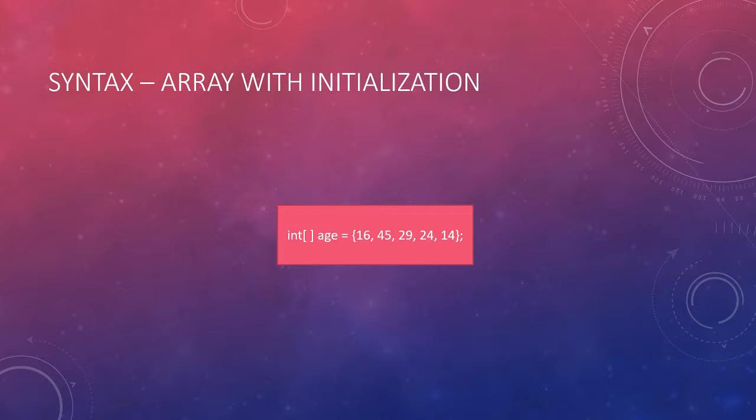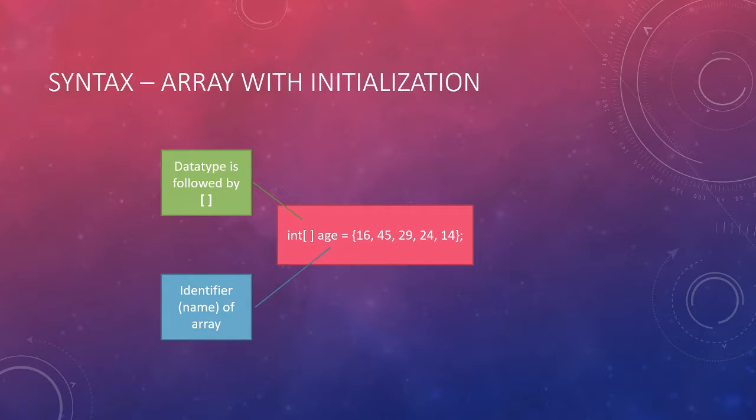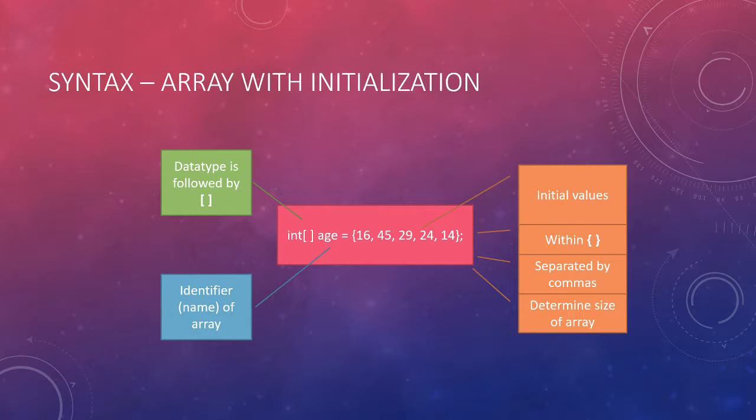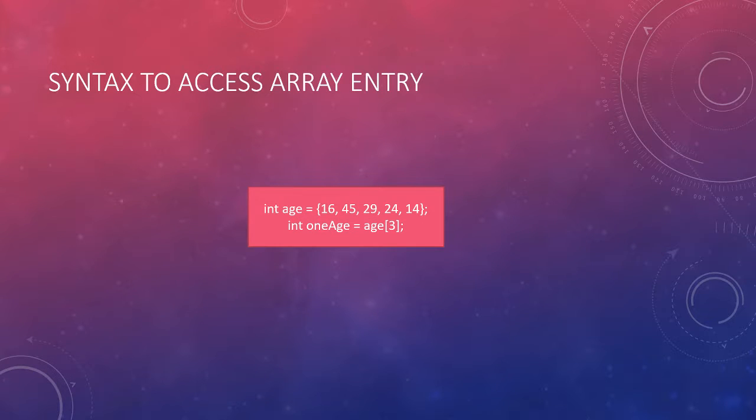Now that syntax is an array with initialization, where we're saying here are the values to supply to the array. The data type that we want to use is followed by the square brackets, then the name of our array, then the initial values that are contained within curly braces and separated by commas. Those initial values will be used to determine the size of the array.